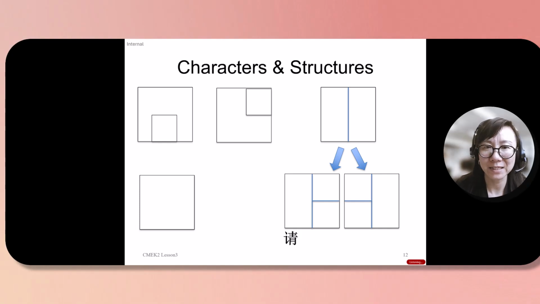So the first one is 请, the please character. And we can see it can be divided into two parts generally. It has the left side and right side, and on the right hand side, it can be further divided into the upper part and the bottom part. So the left side is a speech radical.